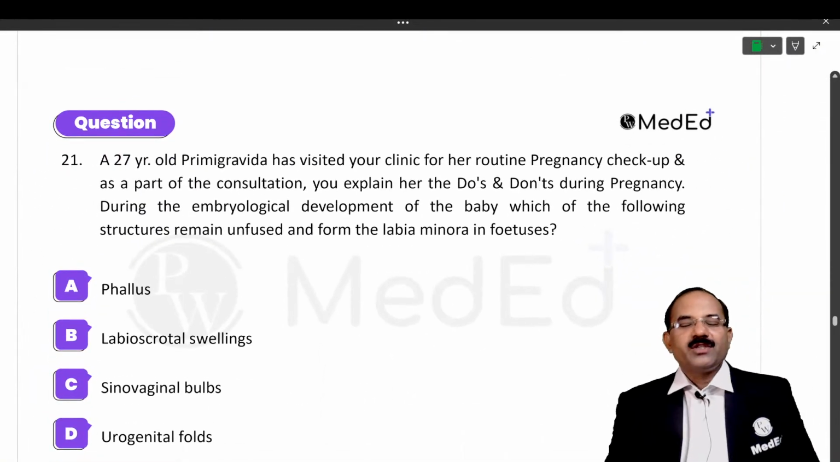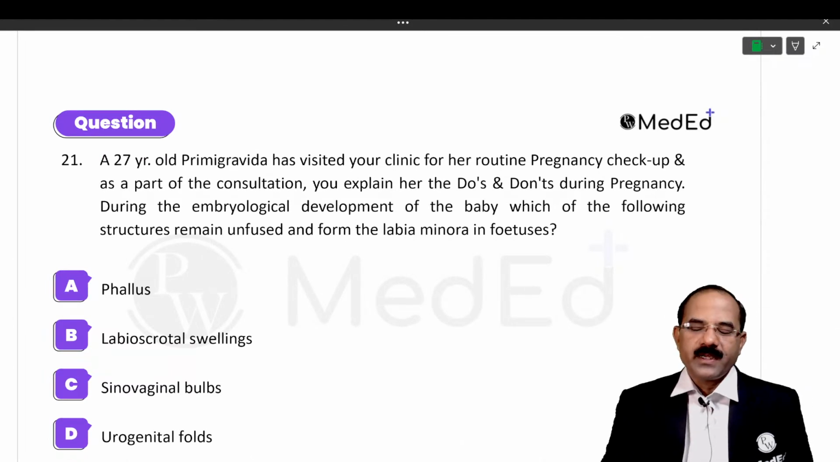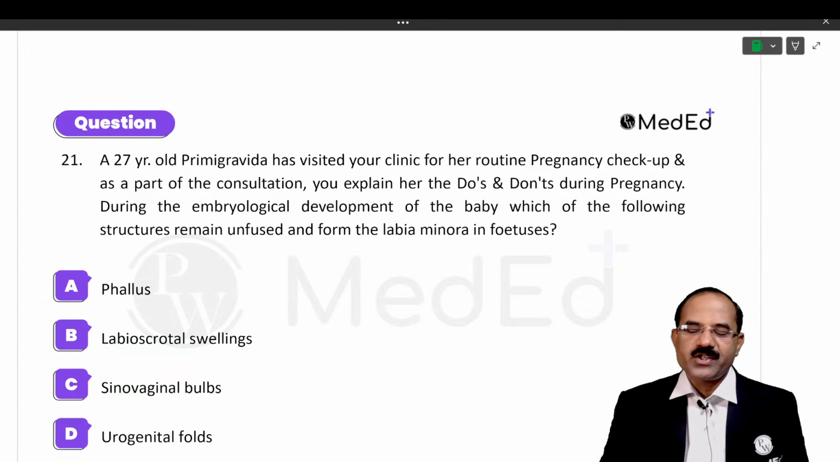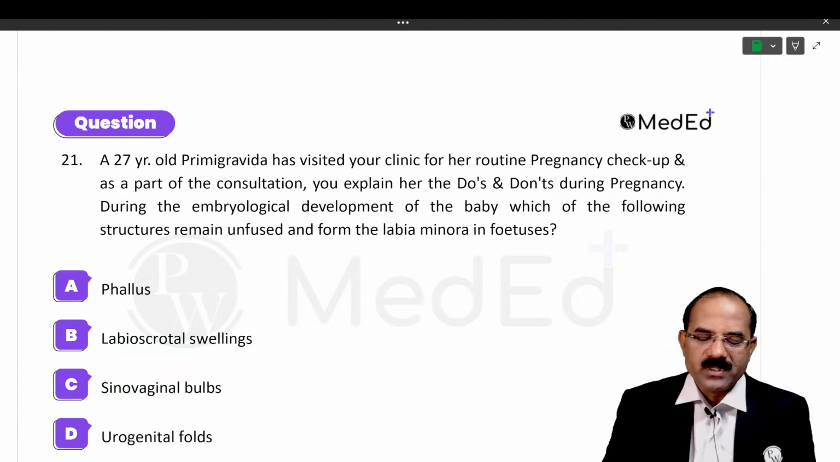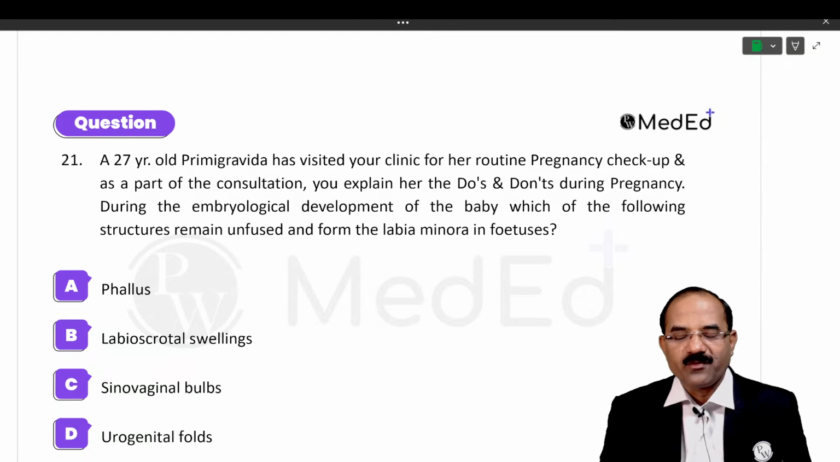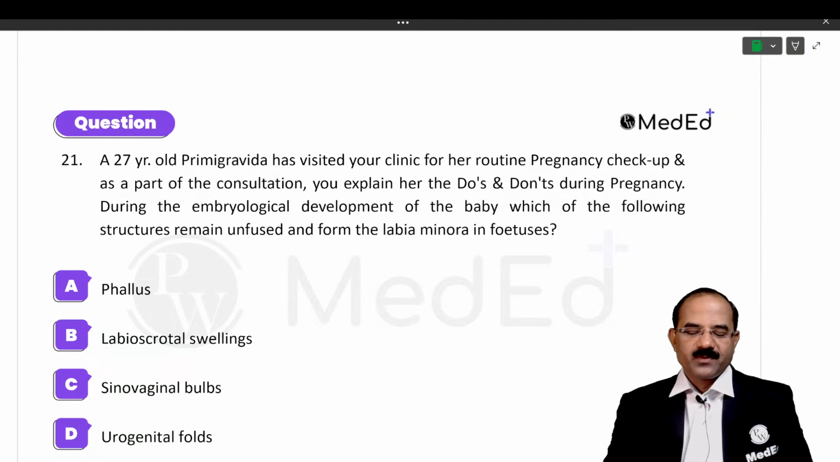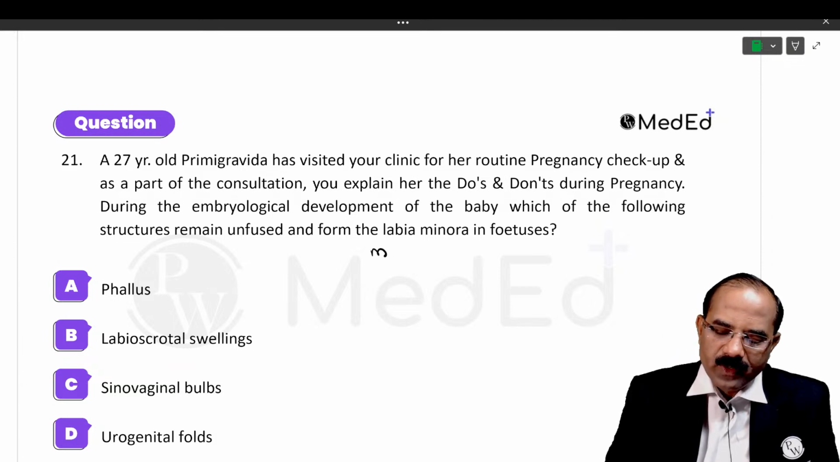चलो, answer coming to the next MCQ. A 27-year-old primary gravida had visited your clinic for her routine pregnancy checkup, and as a part of consultation, you explain her the do's and don'ts of during pregnancy. During embryological development of the baby, which of the following structures remain unfused and form the labia minora in fetus? चलो बोलिए. या ना अपन इधर ऐसे लिखते हैं मेल एंड फीमेल.